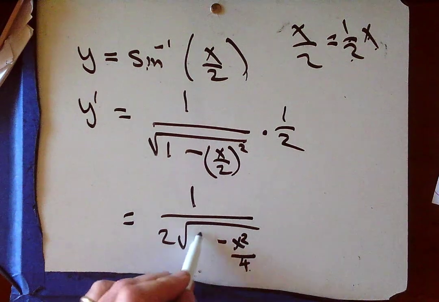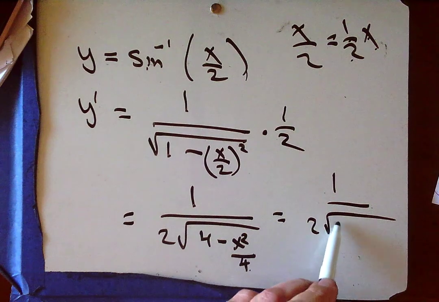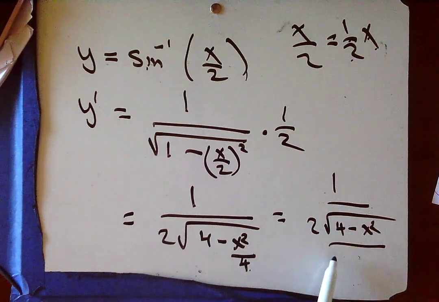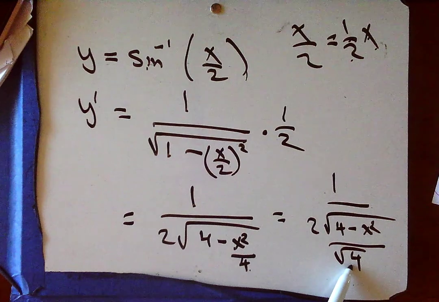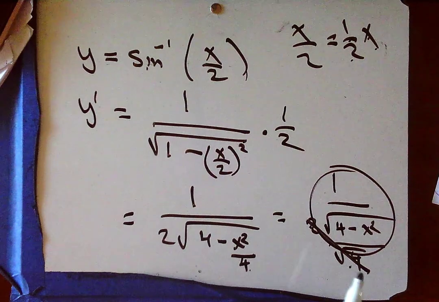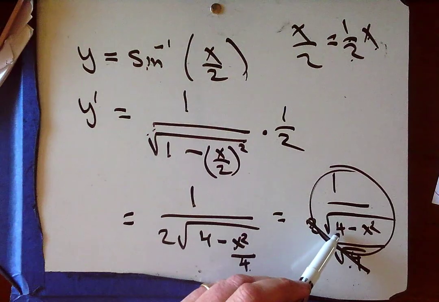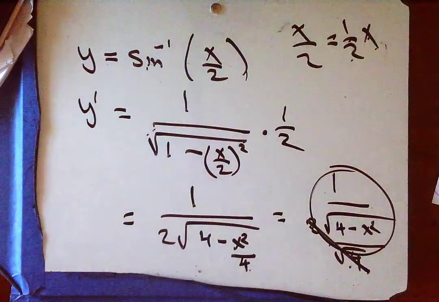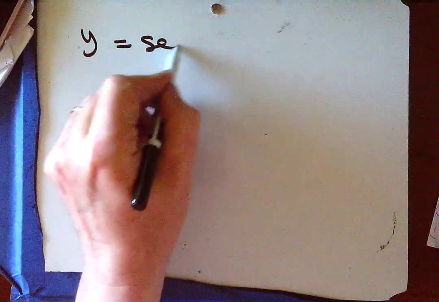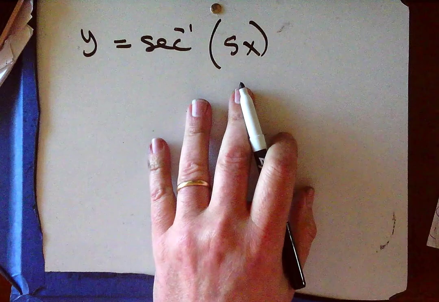1 minus x squared over 4, so that's going to be 4. And 1 over 2 square root 4 minus x squared over square root of 4. Square root of 4 is 2. 2 and 2 cancel, and so there's my answer. I would accept this on free response, but this is what you're going to see on multiple choice. All right, what's next? How about y equals secant inverse of 5x? Pause the video, give that one a try.